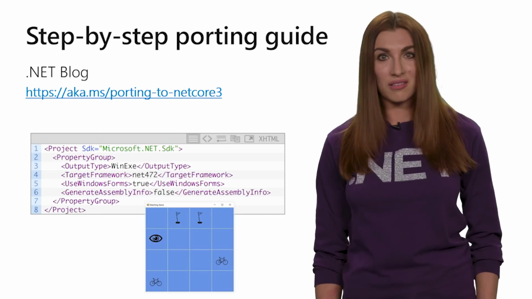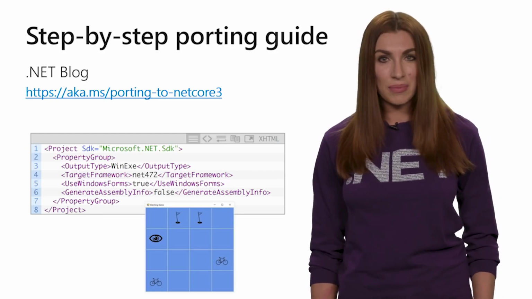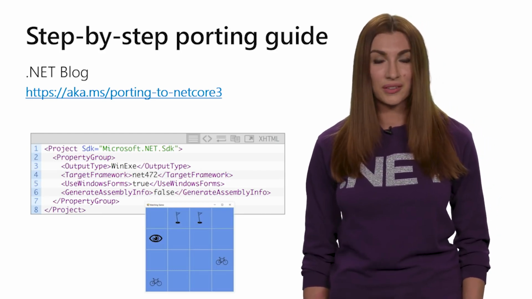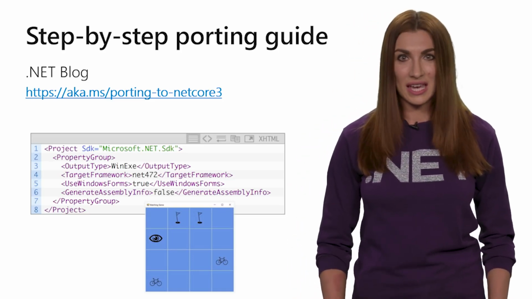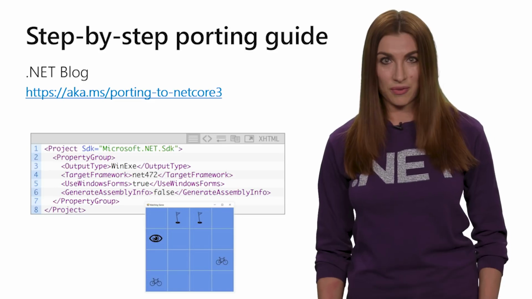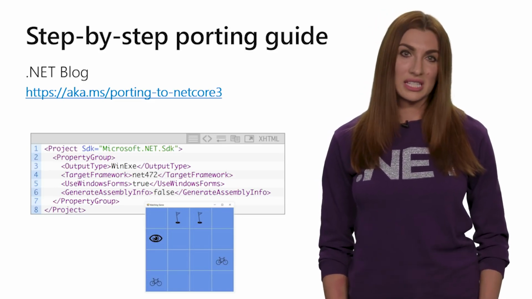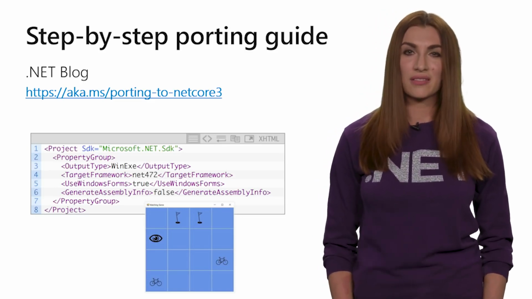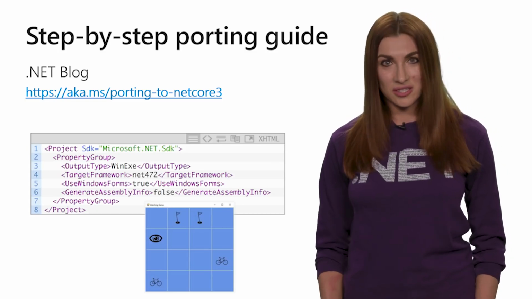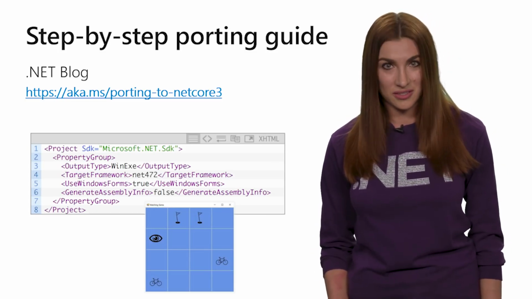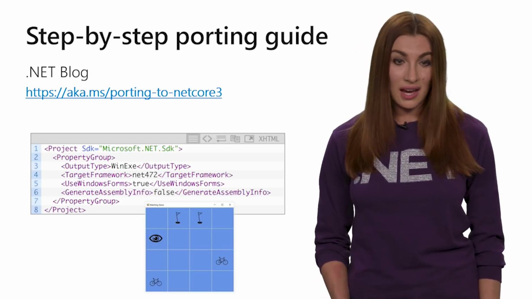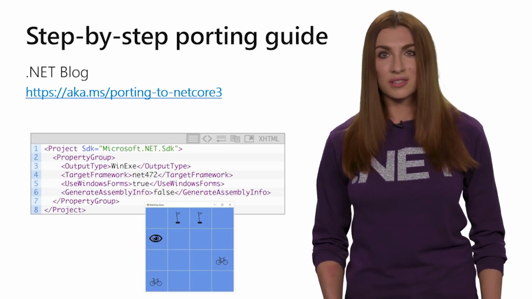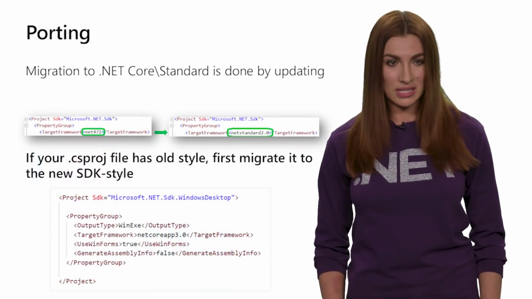Luckily, we thought about all that and we put together a step-by-step porting guide available on our .NET blog where you can see how each stage in all details is performed. We took a WinForms application and ported it to Core, describing all possible challenges you might encounter and available solutions for that. So when you will be porting, consult with that guide. And now I'll just briefly talk about migration process.